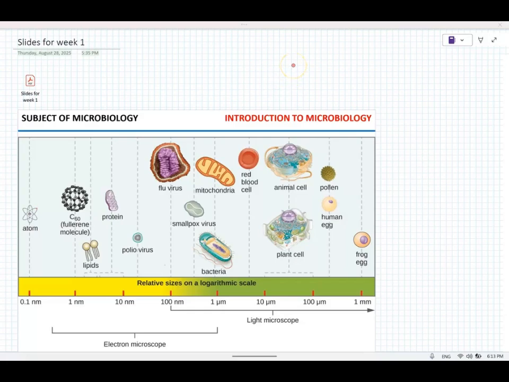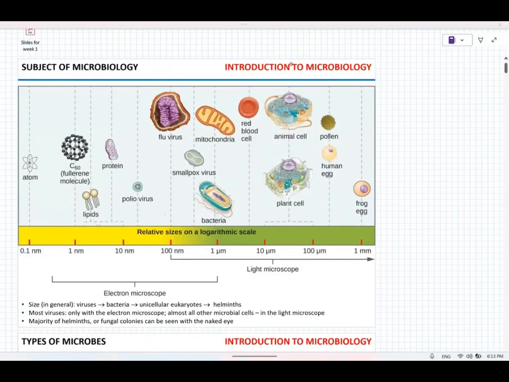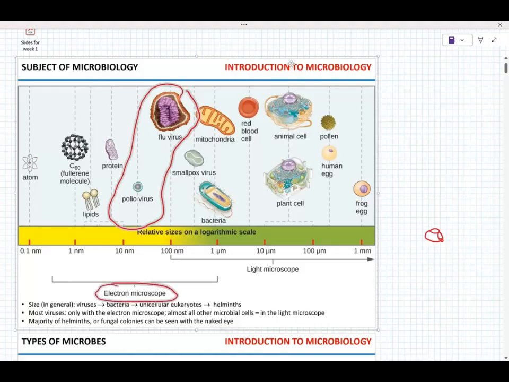All right. So, this is the introduction. So, microbiology studies small things. How small? The smallest ones that we're going to talk about are viruses. And usually to see them, you need an electron microscope. Now, is that true for all viruses?